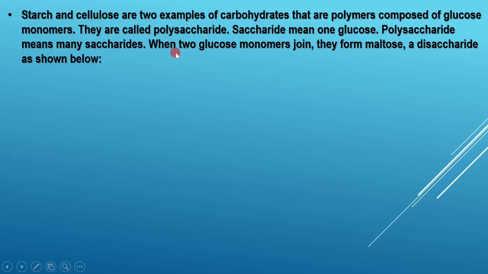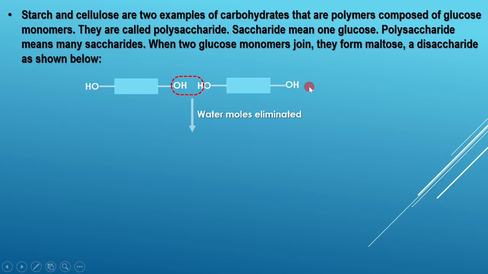So here we are saying when 2 glucose monomers join, they form maltose. So maltose is a disaccharide as shown below. So if we have this glucose and another glucose they join, then what happens is, as usual, this will lose the hydroxyl, this will lose the oxygen. Also, when these two react now, they will join after losing this. So a water molecule is eliminated. Okay, this should have been a water molecule, guys.